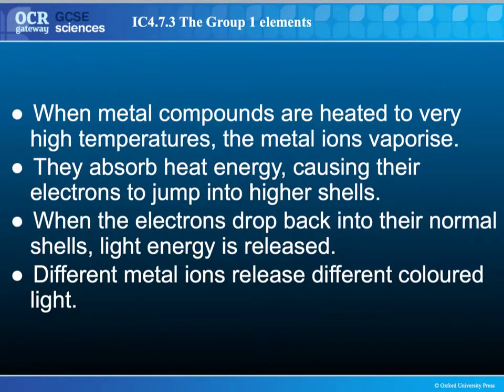Finally, higher level stuff. The reason why. When you heat these metal compounds, the metal ions that are contained within them vaporise. They absorb heat energy. The electrons that are in their energy shells jump up to a more energised state. When these electrons jump up to a more energised state, they have to then come back down again to where they originally came from. When they come back down, that energy is given out as light energy. Depending on how far they fall when they drop back down, the amount of light energy that's given out is different. Therefore, every single metal gives out a slightly different amount of energy at a slightly different wavelength, looks a slightly different colour.